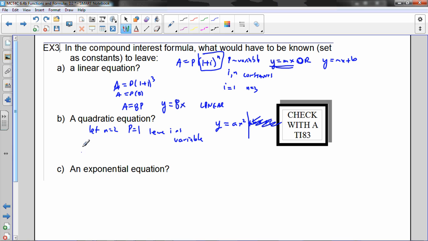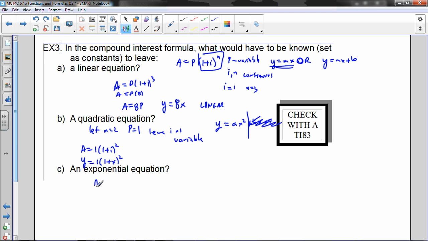Okay, so then what does it look like? P is 1, I is the variable, and n is 2. So if I think of the independent variable I and the dependent variable A, I get y equals 1 times (1 plus x) squared. Does that look like a quadratic function? Well, we'll check it on a TI-83, but it looks good to me. An exponent 2 on variable x makes it a quadratic.